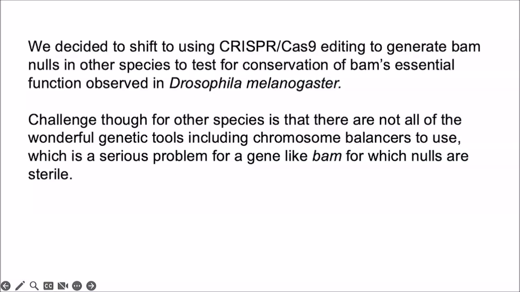The challenge with this has been that, okay, you can get CRISPR to work in other species. It turns out to be a little tricky for some species, but we've been able to figure out how to get it to work. The problem is we don't have things like chromosome balancers. And this is a gene that if you make a null, essentially it's sterile. So if you make a null for this in simulans, for example, or ananassae, it's going to be sterile, and a sterile fly doesn't reproduce. So you don't have the stock. You can't maintain a stock.